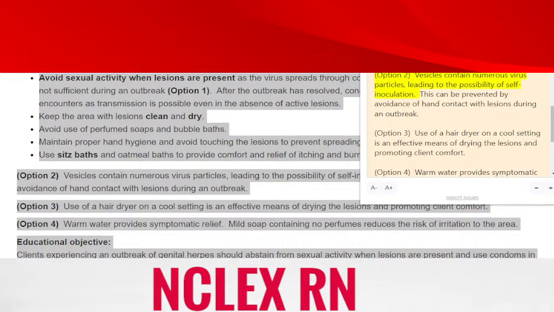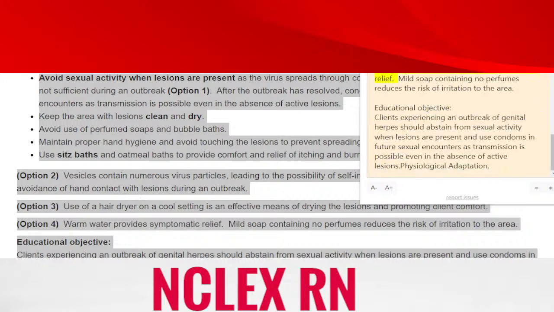Option 2. Vesicles contain numerous virus particles, leading to the possibility of self-inoculation. This can be prevented by avoidance of hand contact with lesions during an outbreak. Option 3. Use of a hairdryer on a cool setting is an effective means of drying the lesions and promoting client comfort. Option 4. Warm water provides symptomatic relief. Mild soap containing no perfumes reduces the risk of irritation to the area.